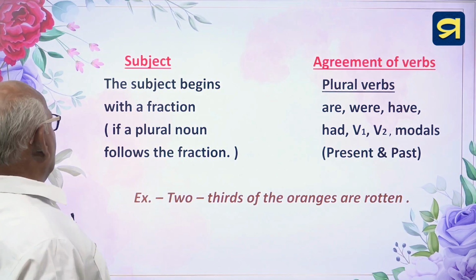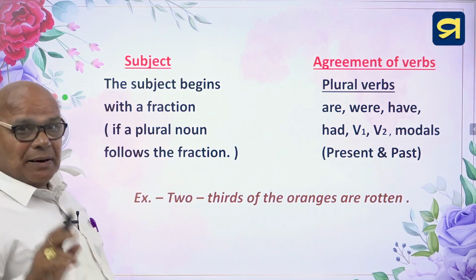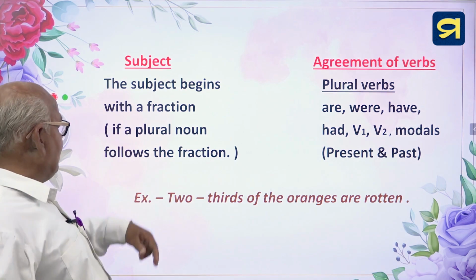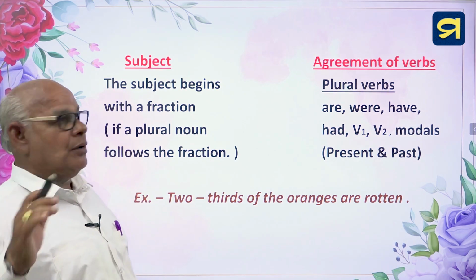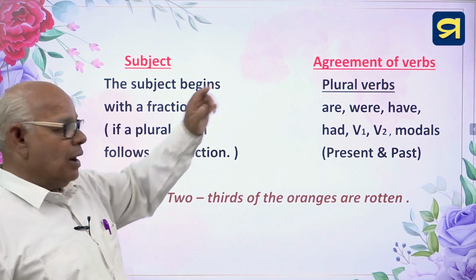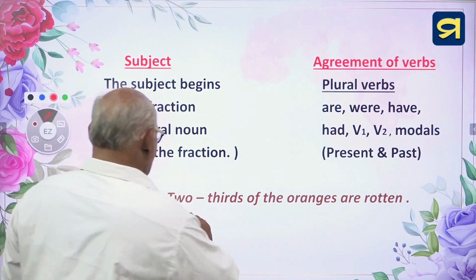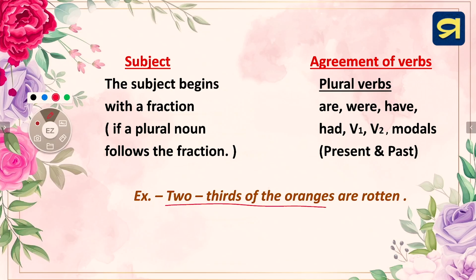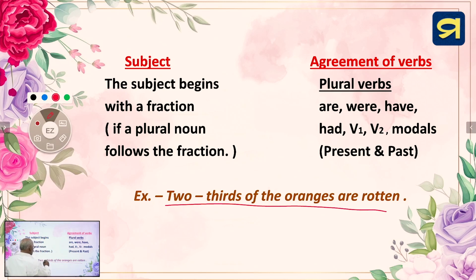If the subject begins with a fraction and if a plural noun follows the fraction, it takes the plural verb. Example, 2/3 of the oranges are rotten. Here 2/3 is a fraction, oranges is a plural noun and it takes the plural verb "are".